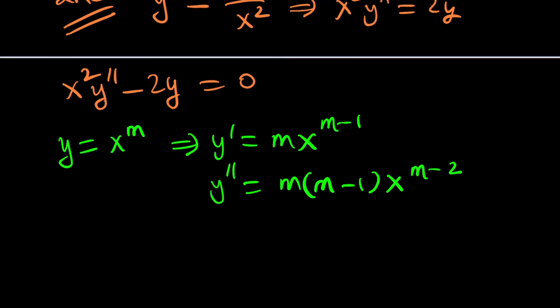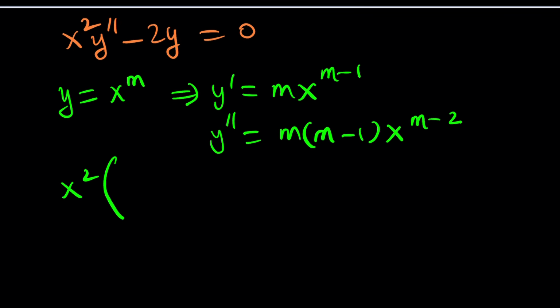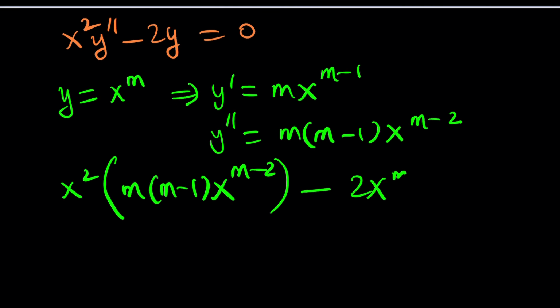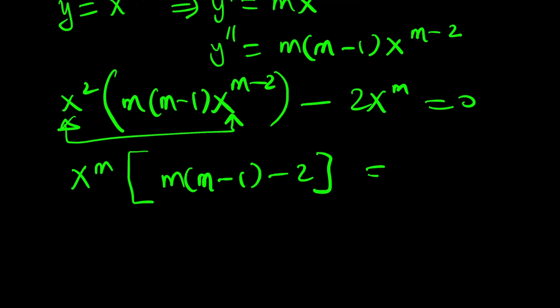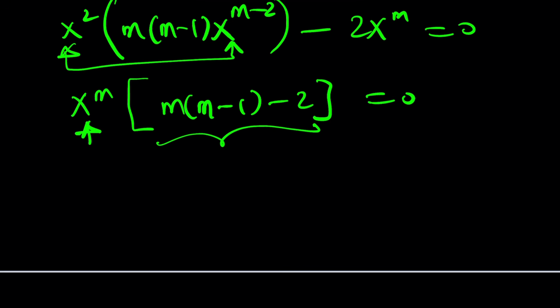And then when you plug everything in, you're going to get x squared multiplied by m times m minus 1 times x to the power m minus 2 minus 2x to the power m equals 0. And obviously these two will multiply and give you x to the power m. So you can kind of pull that out. And inside you're going to have m times m minus 1 minus 2 equals 0. And guess what? This is not going to be 0. Therefore, this needs to be 0, which is m squared minus m minus 2 equals 0. Does that look familiar? It should.